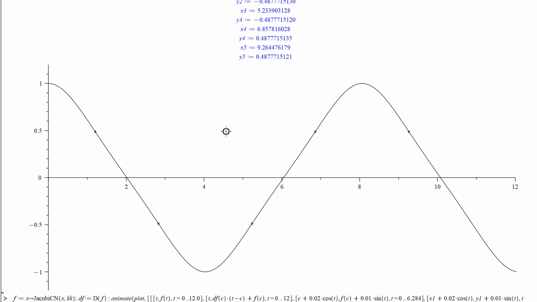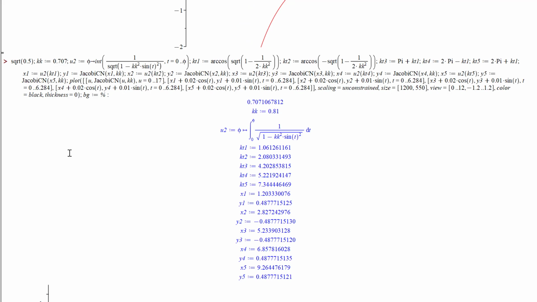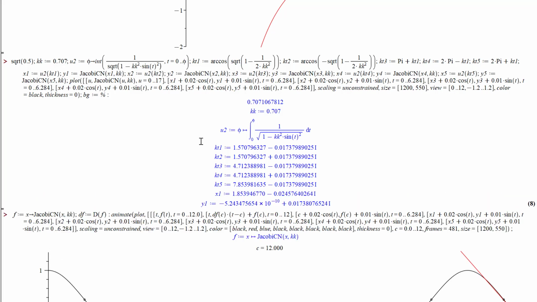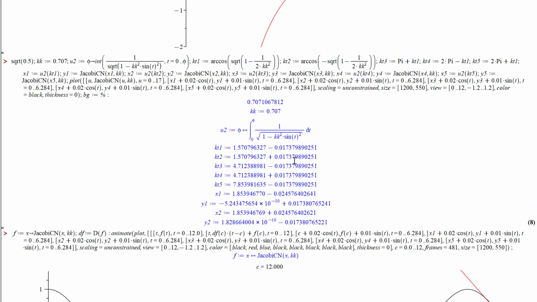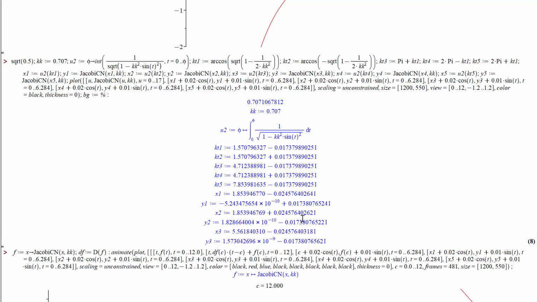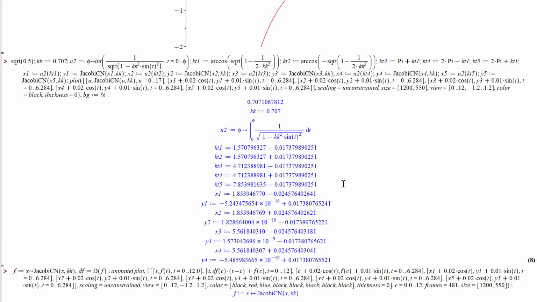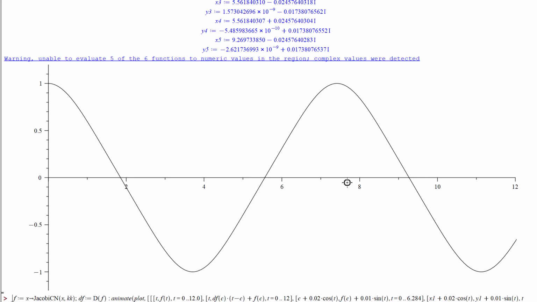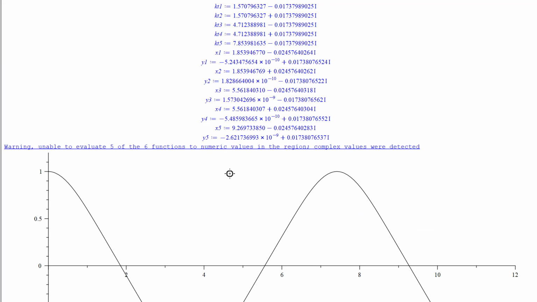Also, if I do a value of k below root 2 over 2, then I'm not getting any points on the graph. If you solve, it's a complex number. So we'll see what happens. So unable to plot those points, they were all complex values.